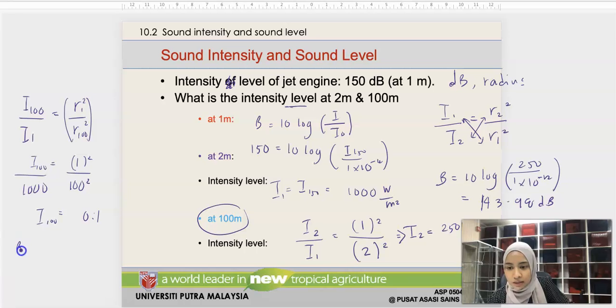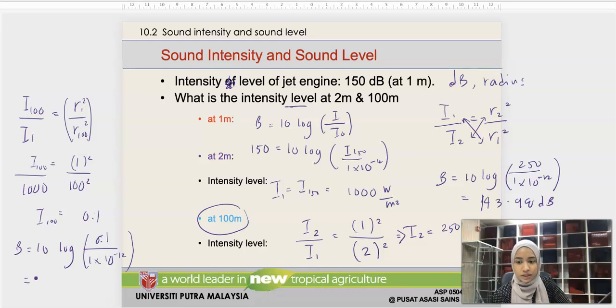So now you find the intensity level. So that is 10 log of 0.1 over 1 times 10 to the minus 12. Okay, so beta should be, log the whole thing, times 10. So 110 dB. It should be smaller, which is correct. So this is the beta for 2 meters away. This is the beta for 100 meters away. And this is the beta for 1 meter away.